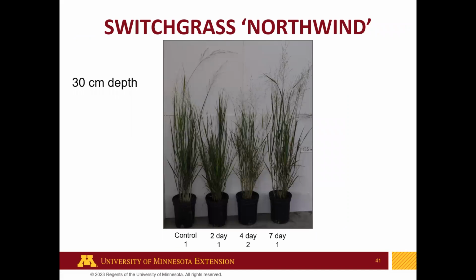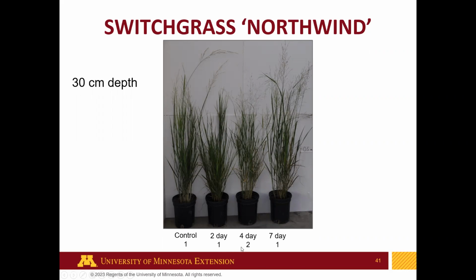And the last picture I want to show you here is of Northwind switchgrass. And remember, this one did really well. But if you look at that 0.5 meter mark, or that half meter mark on here again, going across, this is a taller grass, and you're looking at the 30 centimeter depth treatment. Control is on our left, followed by the 2-day, 4-day, and 7-day.